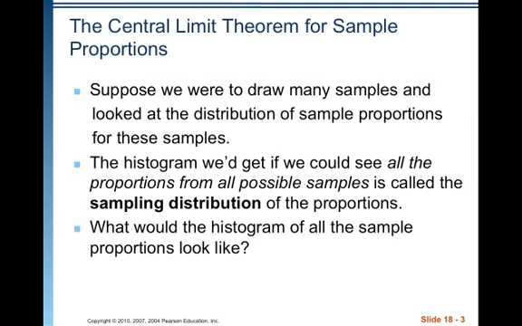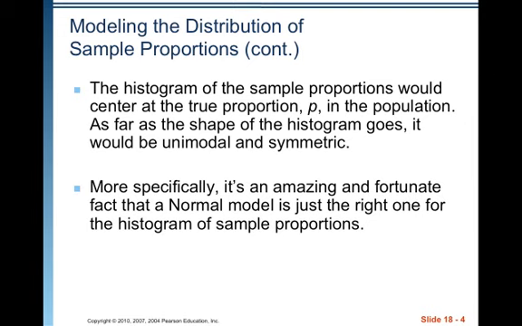And so we created part of the sampling distribution, but if we'd been able to look at them longer and create all of them, we would have had the whole sampling distribution. So what would the histogram of all the sample proportions look like? Well, the histogram of the sample proportions would center at the true proportion P in the population. As far as the shape of the histogram goes, it would be unimodal and symmetric.